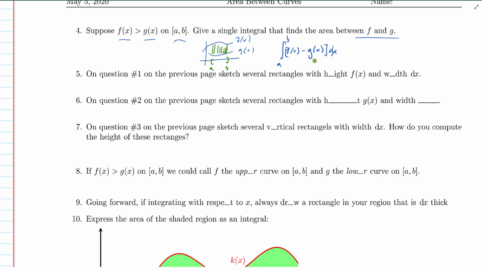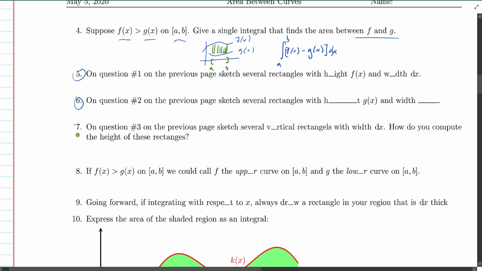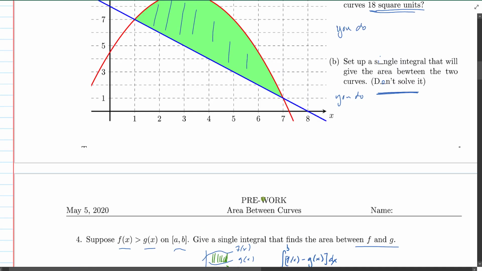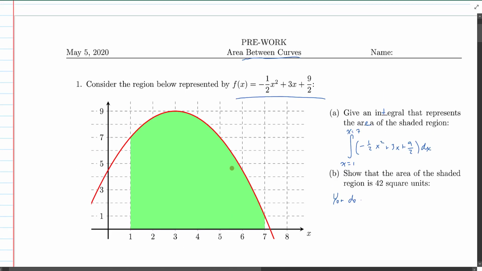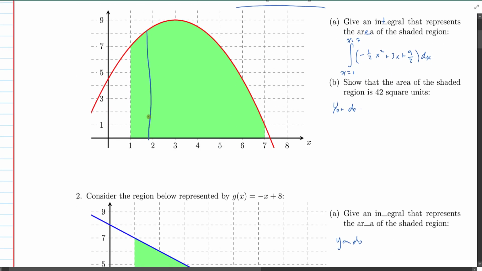So I'm going to ask you to do 5, 6, and 7 and work through those. These are very explicit directions where I ask you to sketch several rectangles with a height f of x and a width dx. I'll do that one with you. So let's sketch a few rectangles with a height f of x. So there's one. The height of that rectangle is f of xi, whatever that is, and its width is delta x, or in fact we write differential x as it becomes thinner.